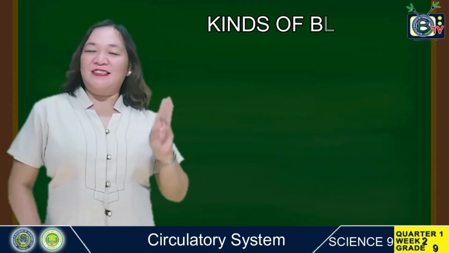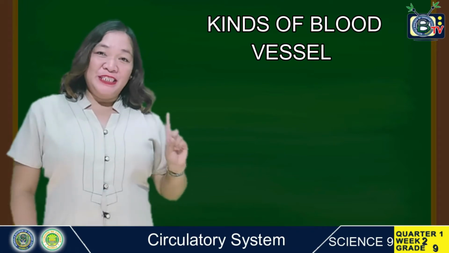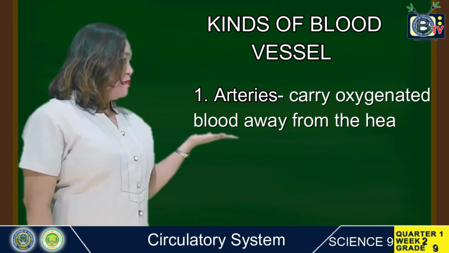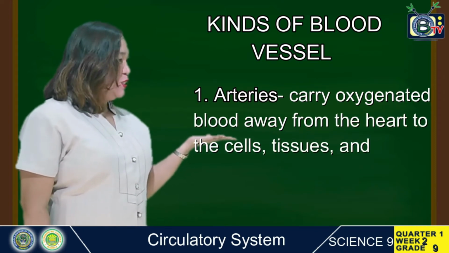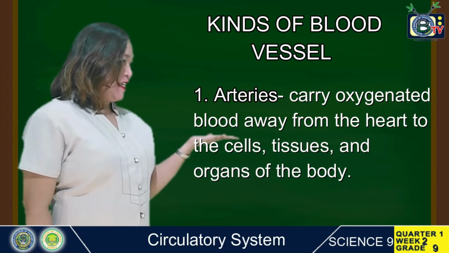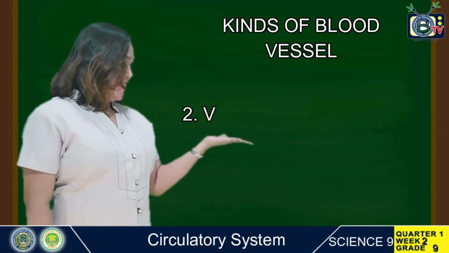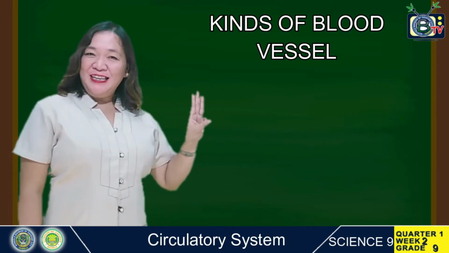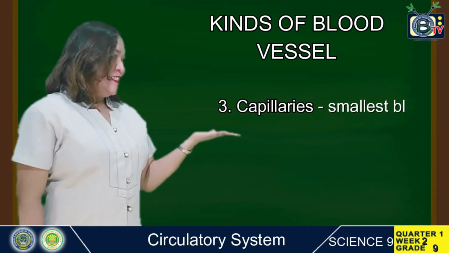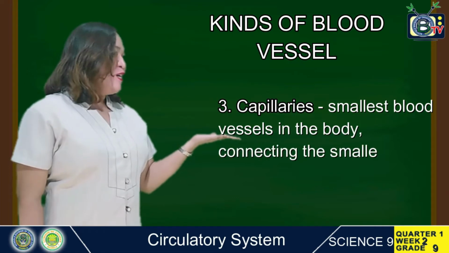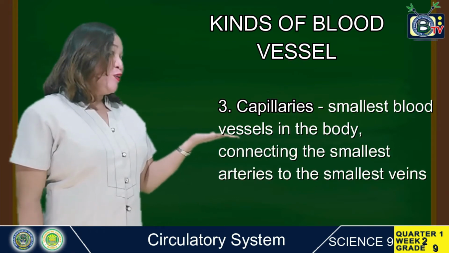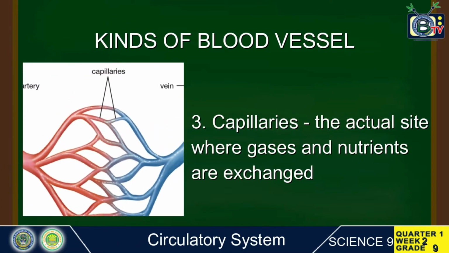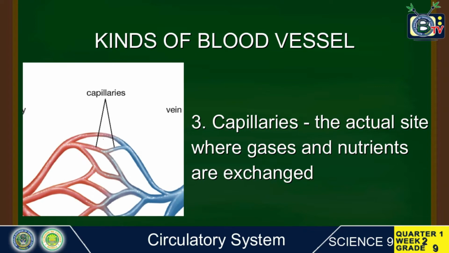There are three kinds of blood vessels. First, arteries carry oxygenated blood away from the heart to the cells, tissues, and organs of the body. Second, veins carry the deoxygenated blood to the heart. Third, capillaries. It is the smallest blood vessel in the body, connecting the smallest arteries to the smallest veins. It is also the actual site where gases and nutrients are exchanged.